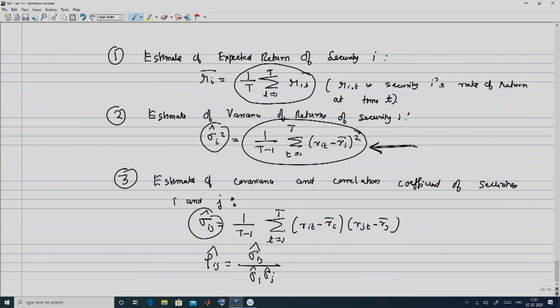Okay, so this gives us a way to make use of the historical data to estimate the basic data sets that are needed in order to move on to a portfolio optimization process, namely an estimate of the expected return, an estimate of the variance, and an estimate of the covariance and equivalently of the correlation coefficients.